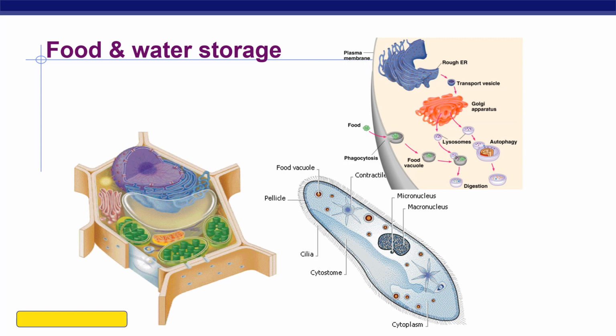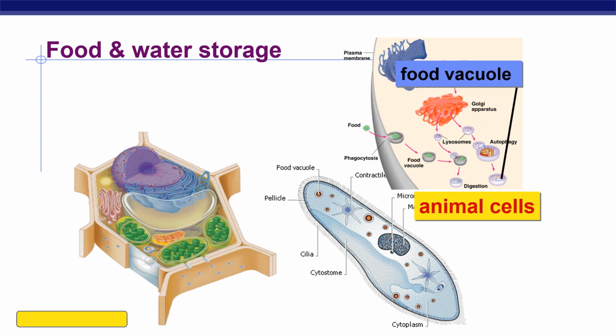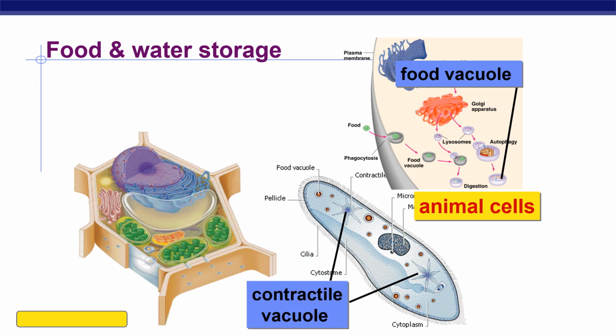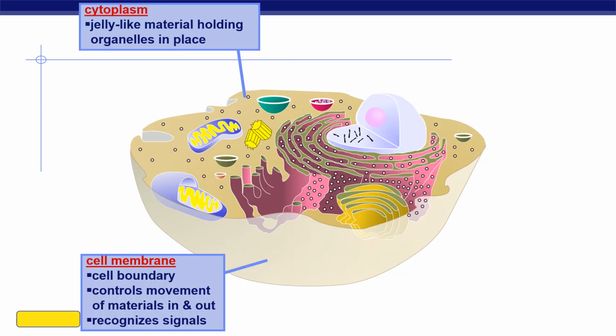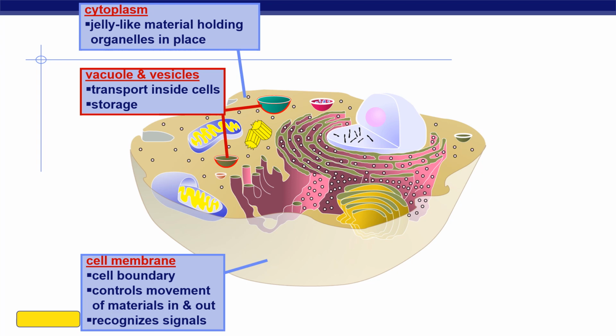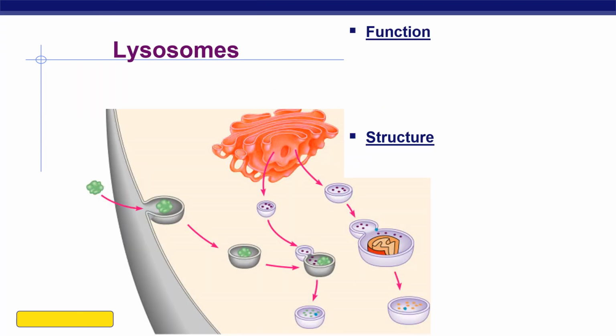We have also what we call the vesicles. So there, we have the food vacuole in the animal cell. We have also the contractile vacuole in the paramecium. And in the plant cell, we have what we call the central vacuole. Now, going back to the animal cell, let's discuss more of the different parts. So we are done with the cytoplasm, the vacuole and vesicles, and the cell membrane.